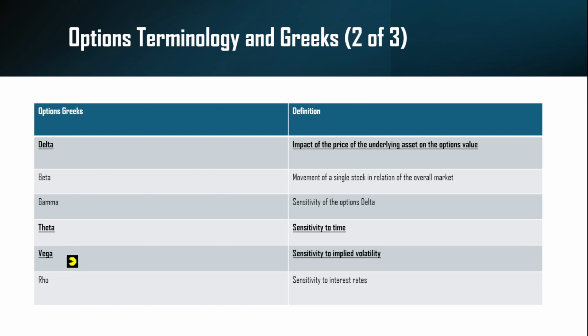So like Troy was saying, delta is just the impact of the price on the option value. Beta we don't really care about. Gamma is the sensitivity of the delta, which is what you want to look for. Theta is the sensitivity of the option to time. And then vega is how sensitive the option is to implied volatility. So the higher the implied volatility, the higher the vega, the more the premium is going to move up or jack up. And then rho is sensitivity to interest rates. I don't really care about that.